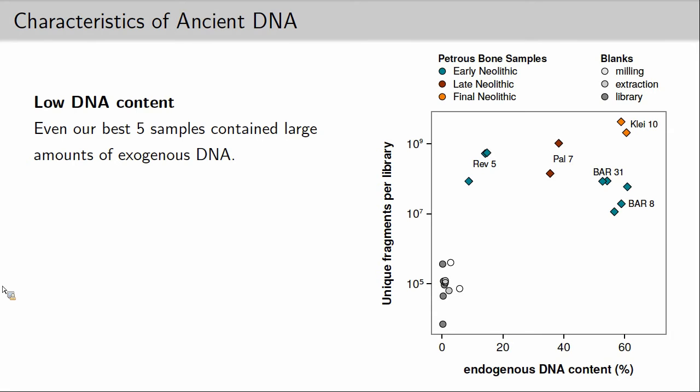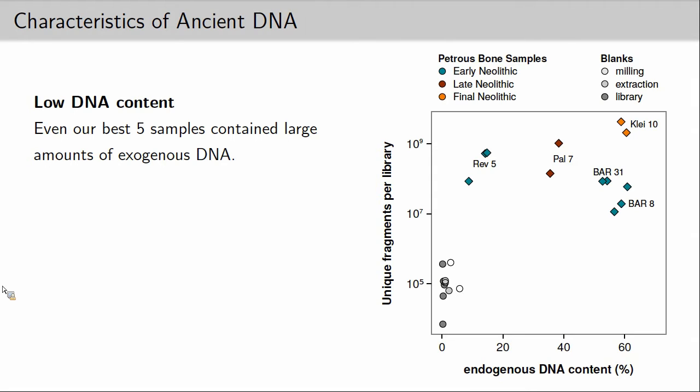And what you see on the x-axis is the amount of endogenous DNA. That's the amount of DNA you retrieve that is actually human, most likely of the person that we want to analyze. All the other DNA comes from soil bacteria and all other things you sequence, but it's actually not human. Okay? So in the case of, for instance, this Rev5 sample, more than 80% of what you sequence is not human. So that means, if that was the only problem, just to get the same amount of sequencing depth as for a modern person, you would just have to sequence five times more, right?